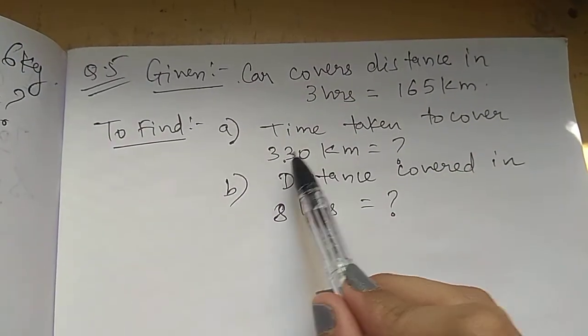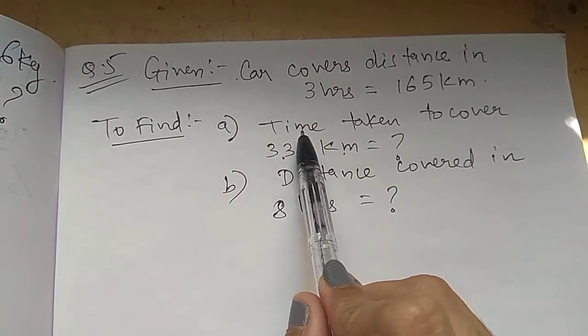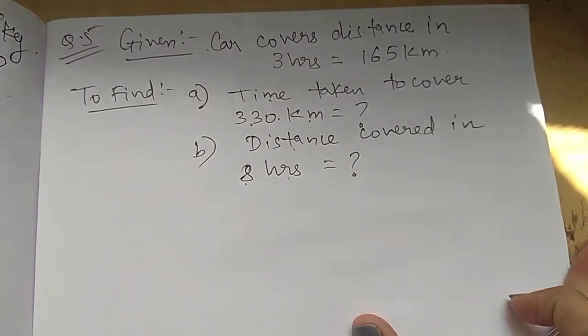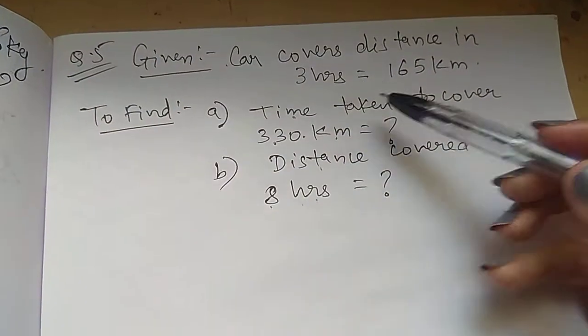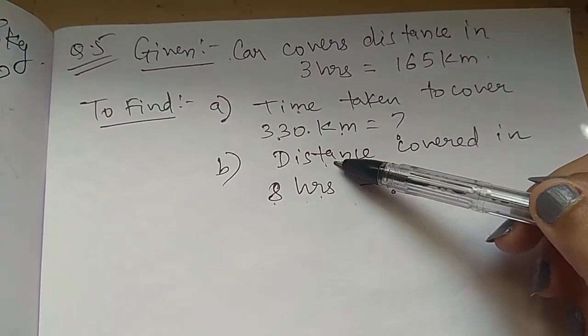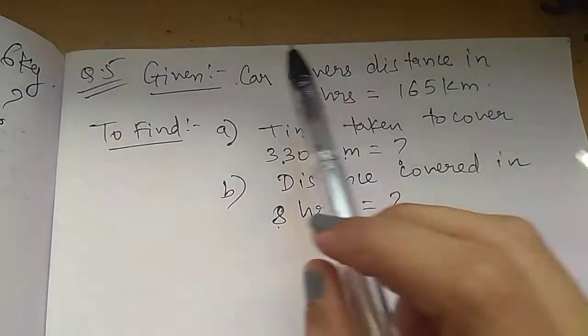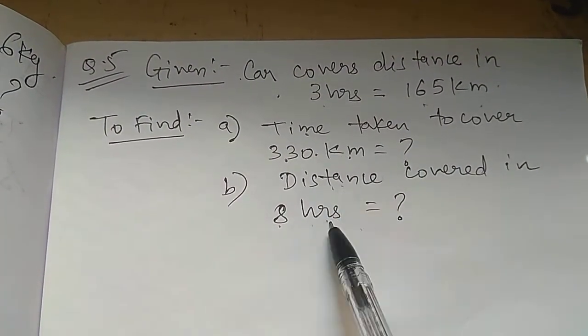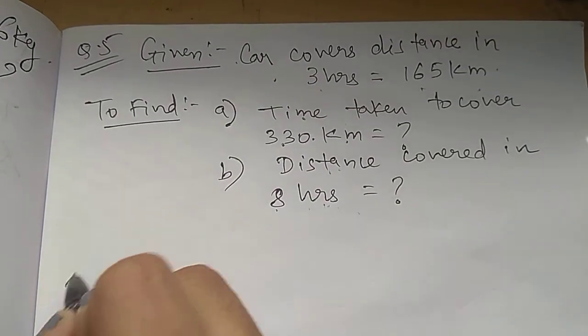So in 330 kilometers, how much time will be required? And in 8 hours, how much distance will be covered? We have to find two different things. In first part, we have to find time. In second part, we have to find distance. And this is same: 3 hours, 165 kilometers. This applies to both the questions.